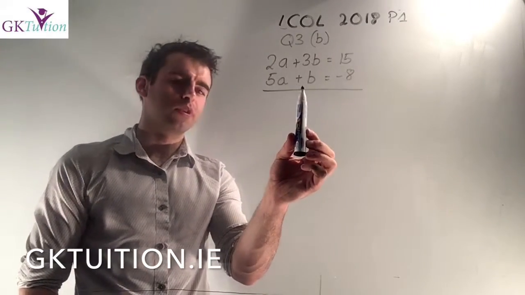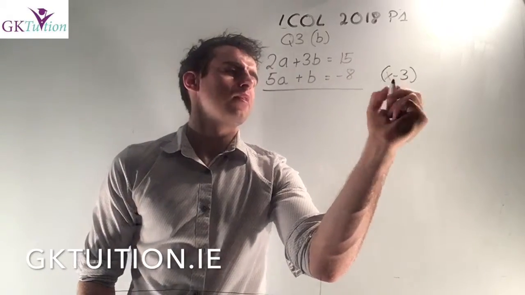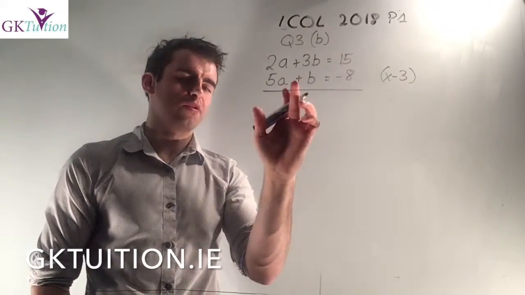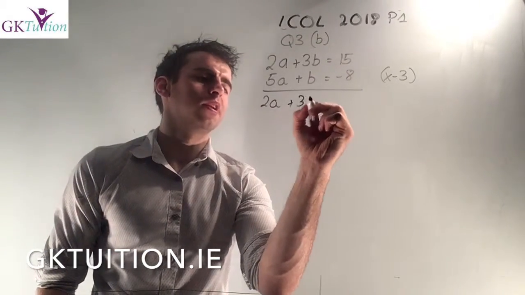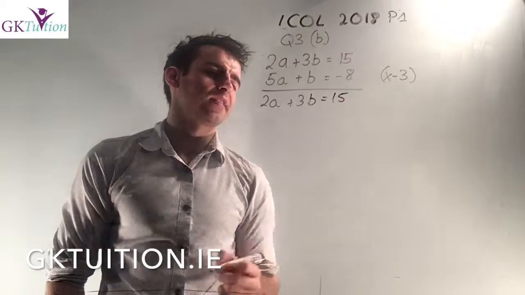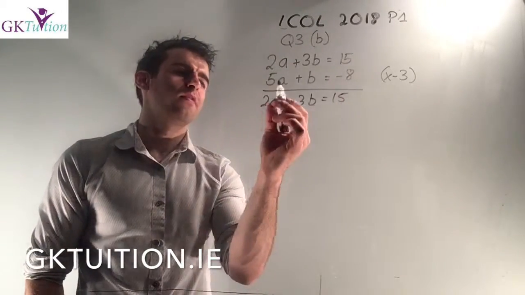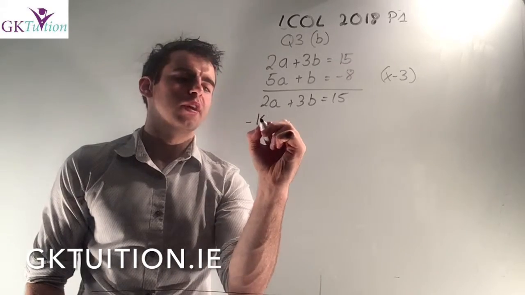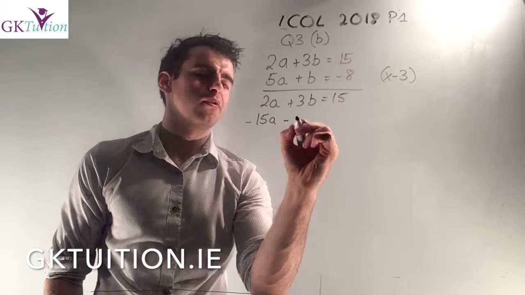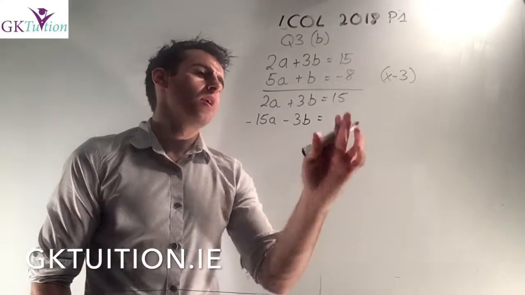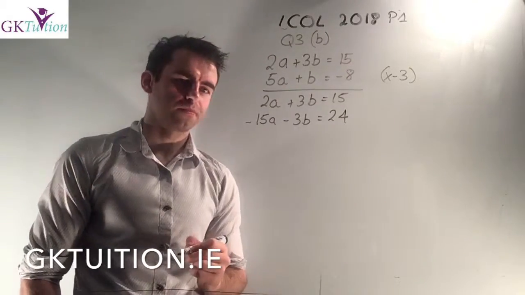At the moment I have a plus 1b on the bottom, so I need to multiply that by minus 3. If I multiply plus b by minus 3, I'll get minus 3b. So I'm just going to rewrite my top line because I'm not doing anything to it. It stays the exact same. But the bottom line, I'm going to multiply everything by minus 3. 5a multiplied by minus 3 is minus 15a. Plus b multiplied by minus 3 is minus 3b. And minus 8 multiplied by minus 3 is plus 24.